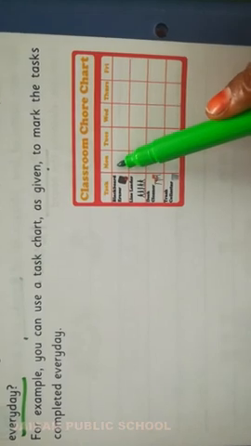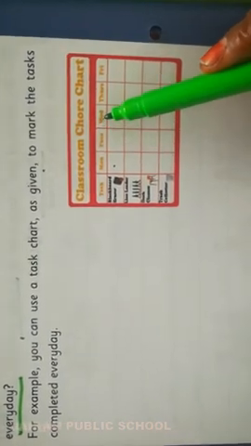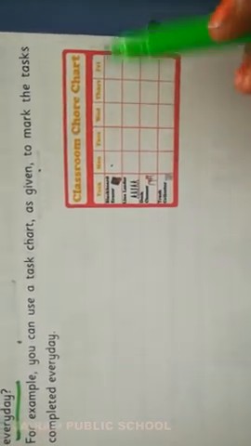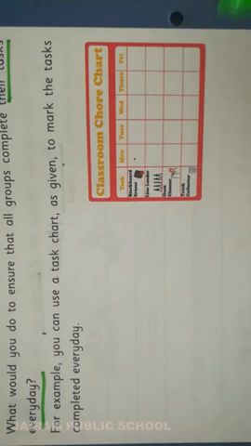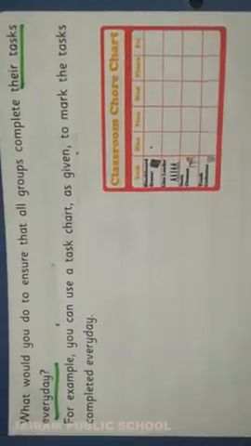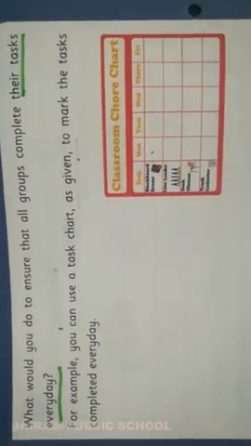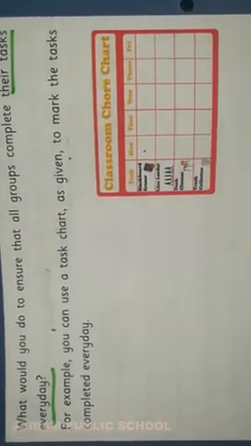Every day you clean the board, you have to tick it here. For example, every day I clean the room, you have to tick it here. Like that you have to make a chart. Then you have to check whether you are doing the work every day or not. Like that you have to do this activity, complete it and upload it in the Chrysalis app, children.